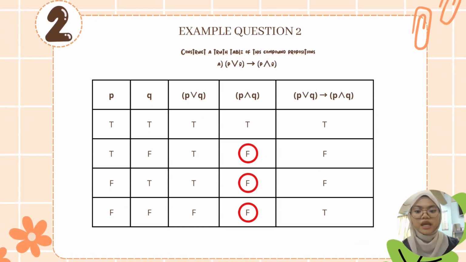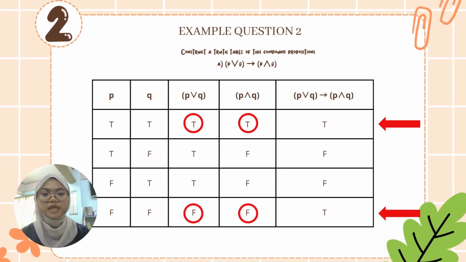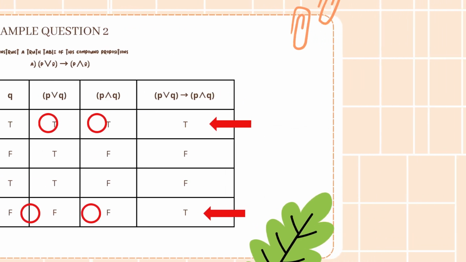Fourth column is P and Q. The first row is true while the last three rows are false. For the last column, P or Q implies P and Q. For the first row, true, we get true. For the last row, false, also we get true. For the second and third rows, we get true implies false, we get false.